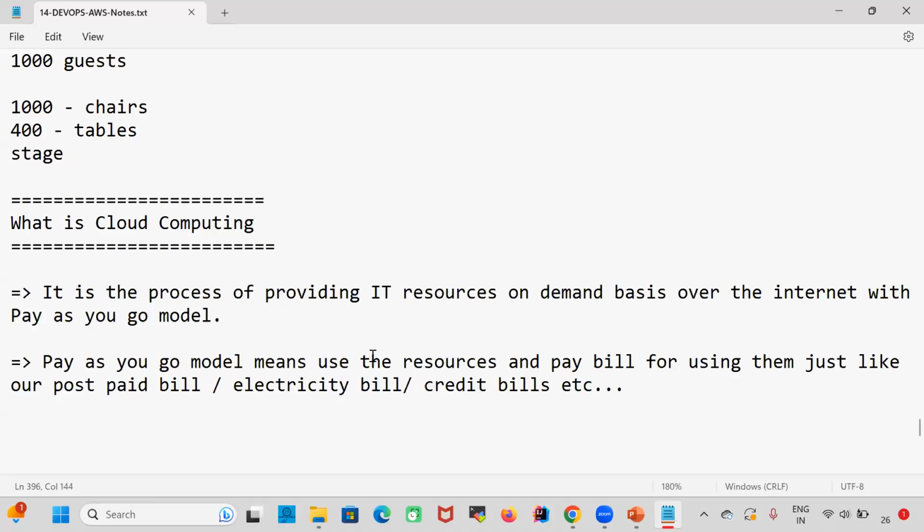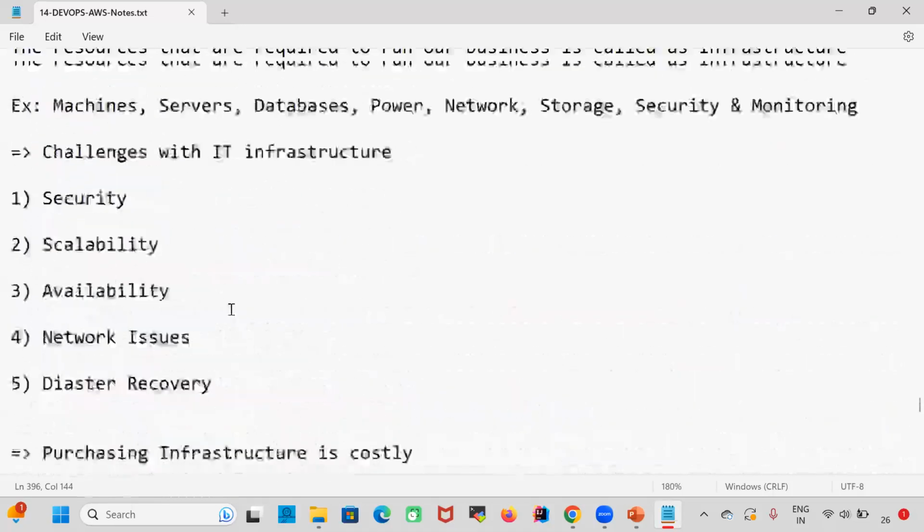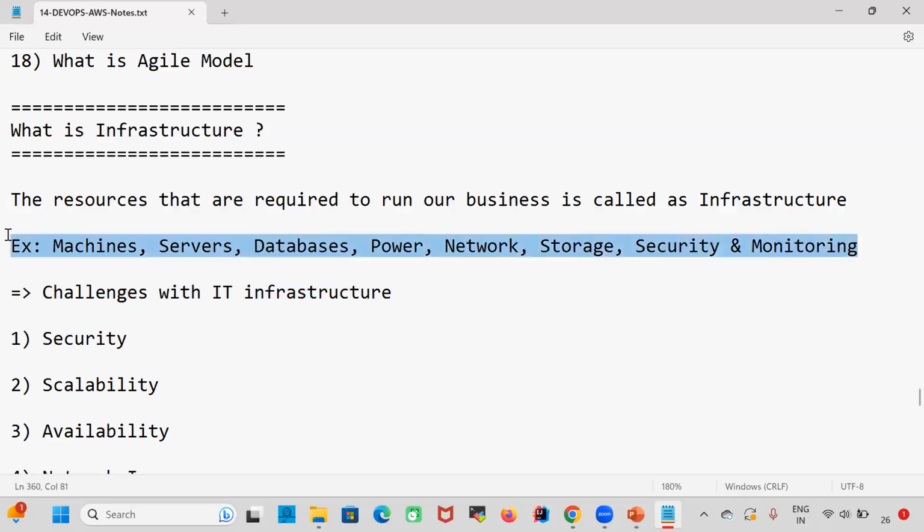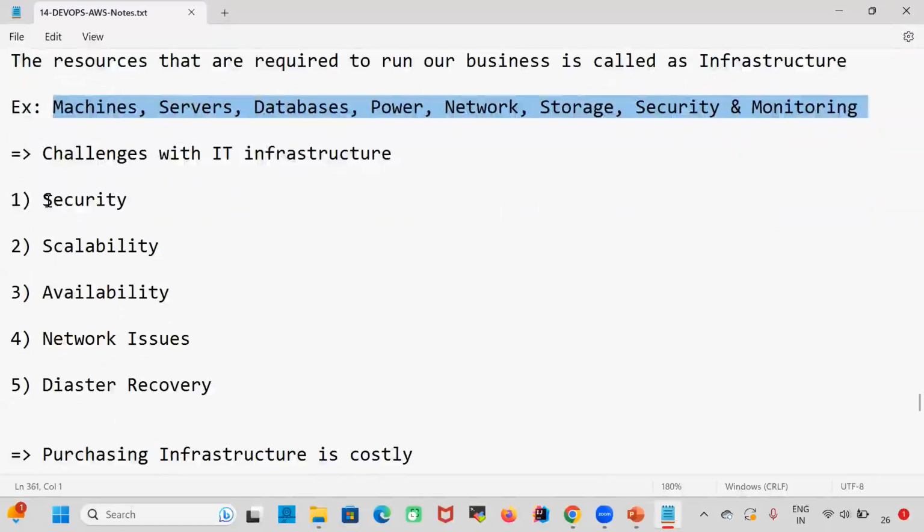So here, in order to run a software company, we need infrastructure. What is the meaning of infrastructure? The resources that are required to run our business are called infrastructure. Example, machines, servers, database, power, network, storage, security, monitoring, and all these things are required to run our project. If you purchase all this infrastructure, you need to spend a lot of money for purchasing. Then after purchasing, there are some challenges available.